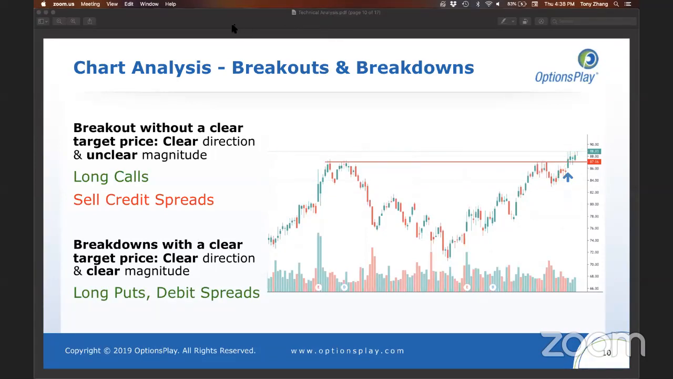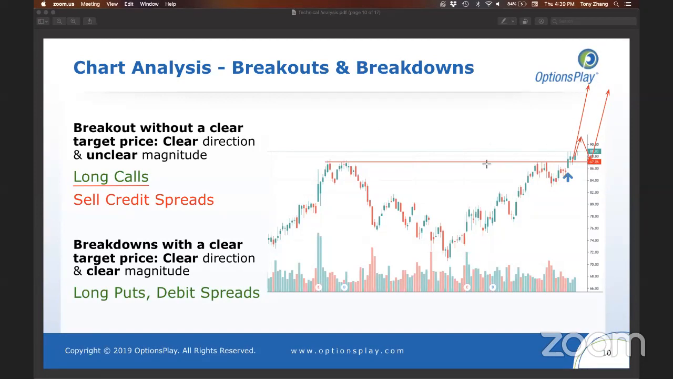It can simply break out of a resistance level and just take off. It can take off, come back down, and test that level before moving higher. But most of the time, this results in a relatively large move to the upside, or to the downside if it breaks a support level. Which is why, generally speaking, when you see these types of breakouts, one of the most common ways to trade this is to simply buy a call option. And I'm talking about breakouts here, meaning a break above resistance to the upside.